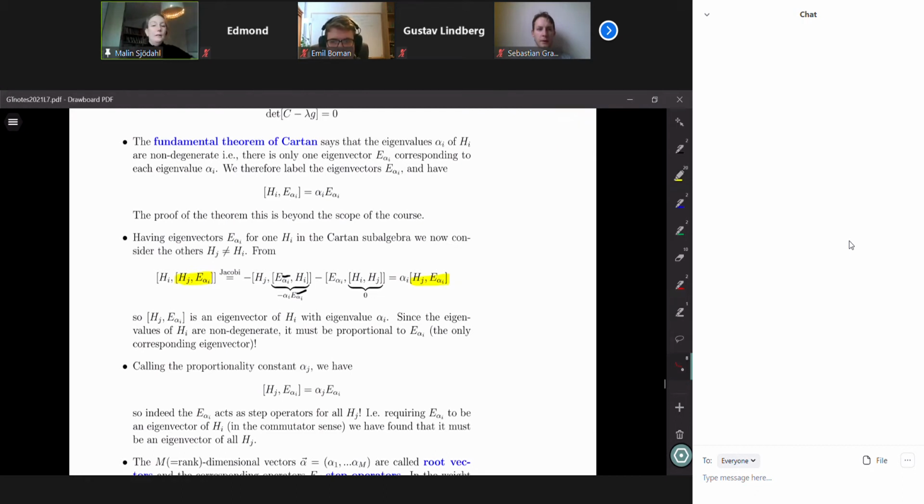Or, in other words, this here is an eigenvector of H_I. And using the fundamental theorem of Cartan, there is only one eigenvector corresponding to the eigenvalue alpha_I. So that must be that eigenvector. It must at least be proportional to E_alpha_I.